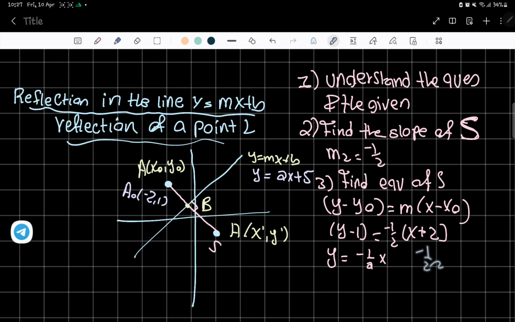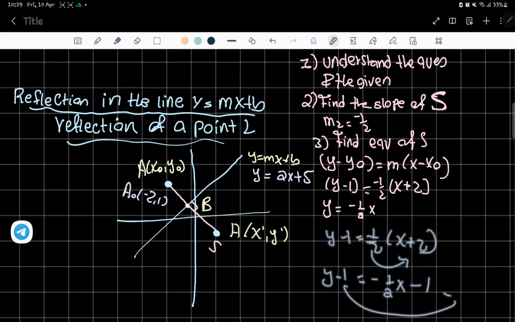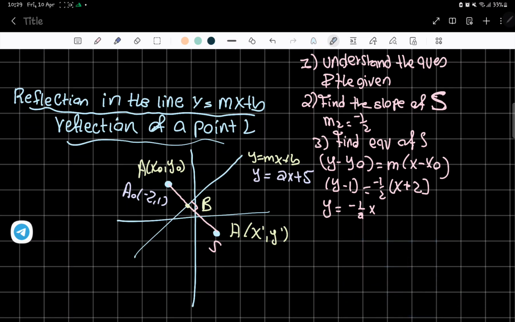It will be minus 1 over 2x. So how you basically found this, let me go through it again. It is y minus 1 is equal to 1 over 2 minus 1 over 2x plus 2, right? So this is going to solve all of these. So x minus 1 is equal to minus 1 over 2x minus 1. So this one is going to go over here plus 1, which will give us the final equation, this.